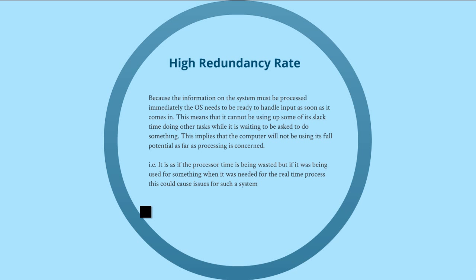It is as if the processor time is being wasted, but if it was being used for something else, then when it was needed for the real-time process, this could cause issues for such a system. In other words, if the processor was being used for something else, and then suddenly the robot left the line, and it took a delay, the robot would go further away from the line before the processor took control again of that process. So we need a real-time system in that situation. And we cannot use the processor for anything else.